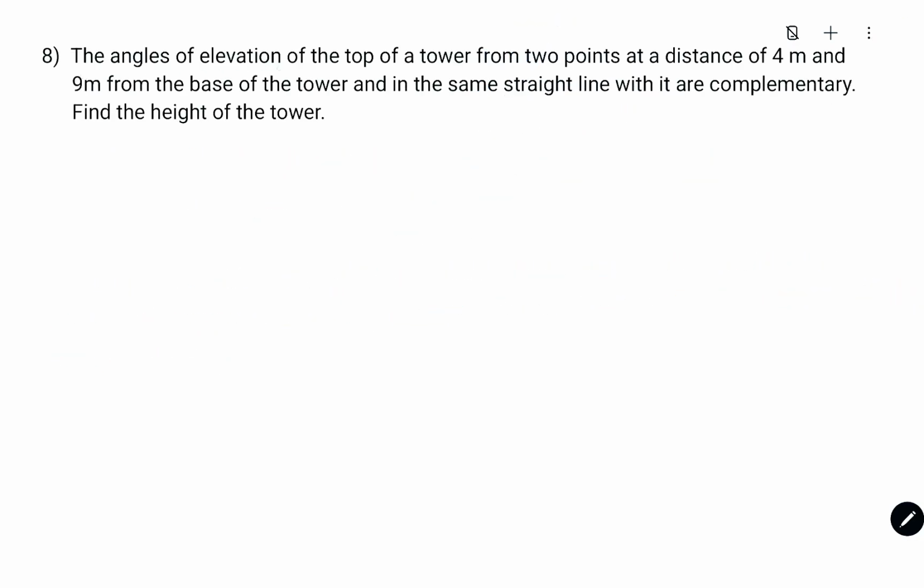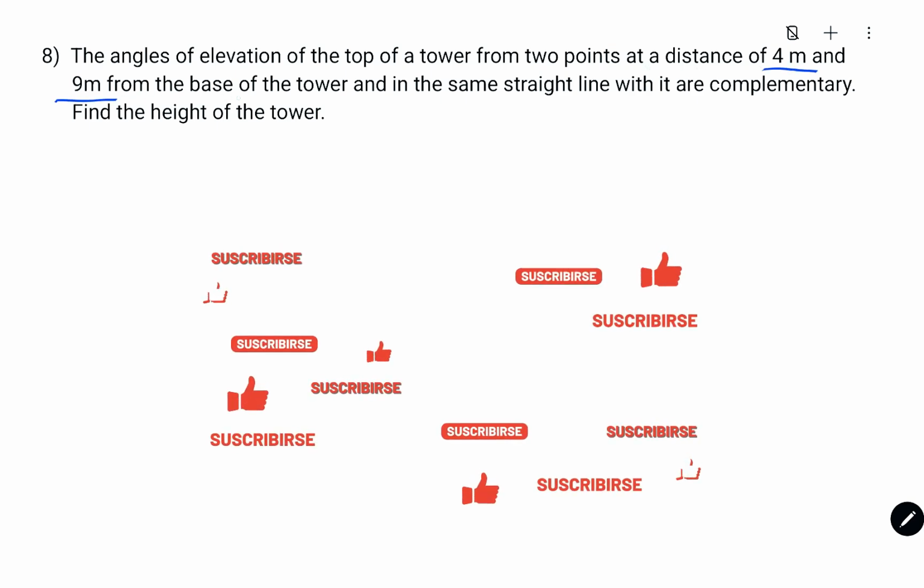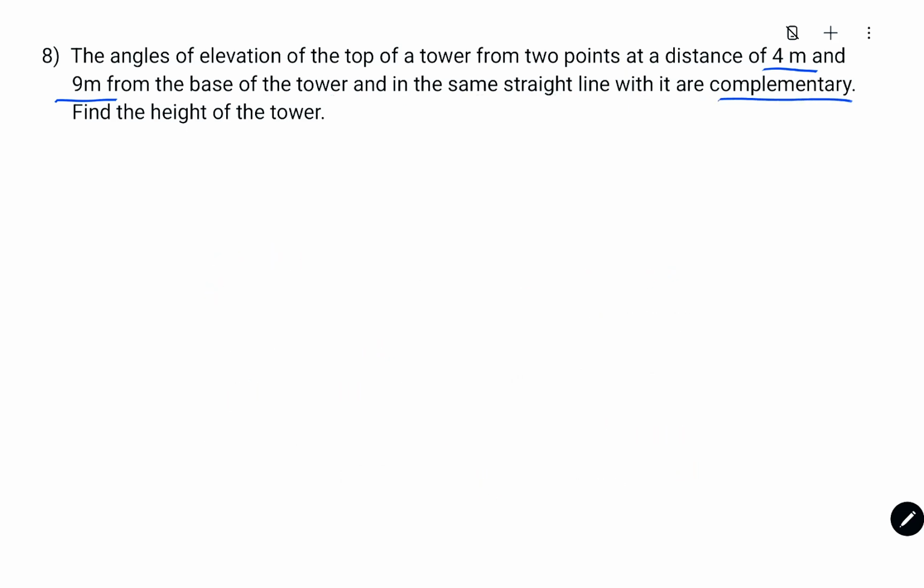8th question. The angles of elevation of the top of the tower from 2 points at a distance of 4 meters and 9 meters from the base of the tower and in the same straight line with it are complementary. Find the height of the tower.